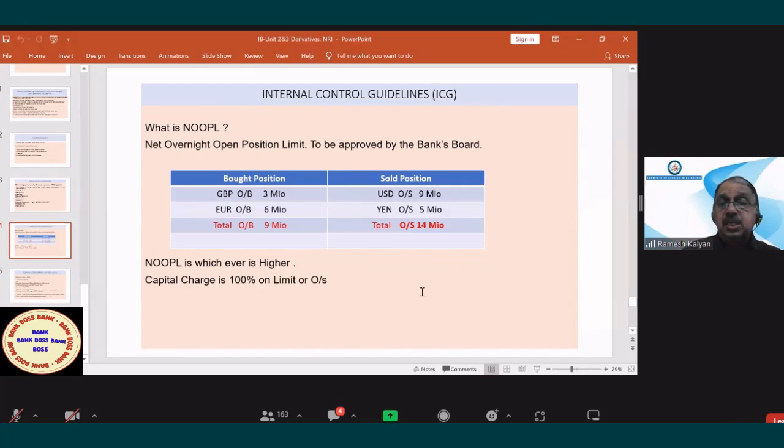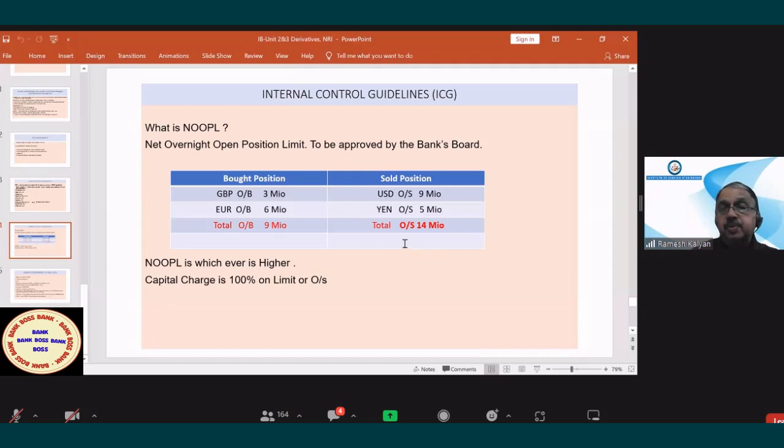This NOPL is the net overnight position. Every day when the bank closes, some currencies will be in long, some currencies will be in short. For arriving at the net overnight position, though the name implies it is net, actually we will not net. The NOPL position is whichever is higher. Here in this case, it is 14 million.